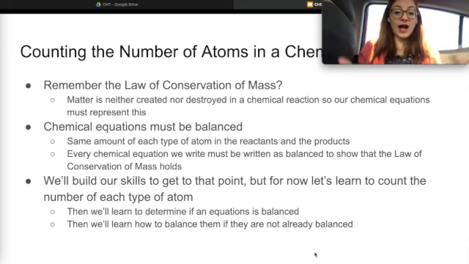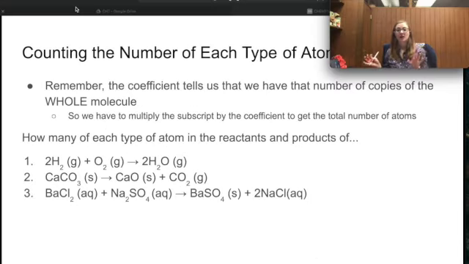So we're going to learn how to count the number of types of atoms in a chemical equation. Okay, so we're going to get some practice in counting the number of each type of atom in each of these chemical equations, okay? Remember, the coefficient tells us the entire number of copies of a molecule. So we have to multiply the subscript by the coefficient to get the total number of atoms that we're looking for in the end.